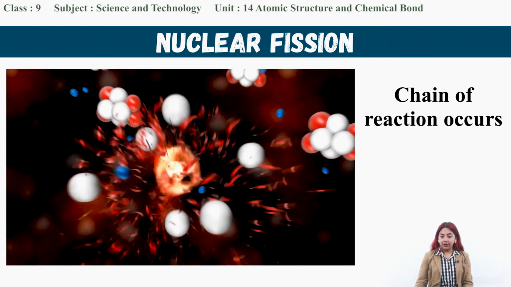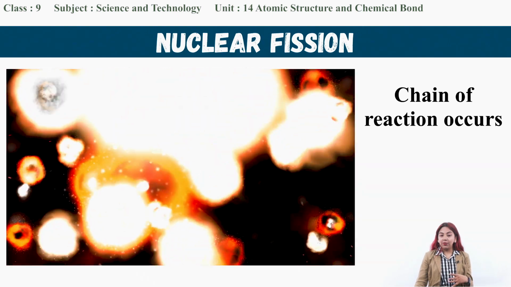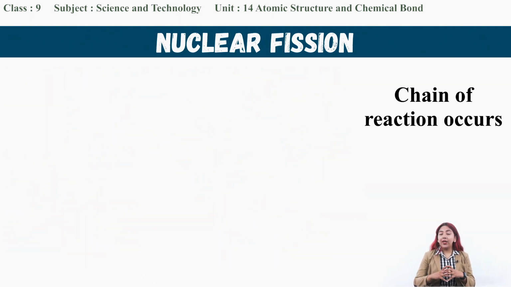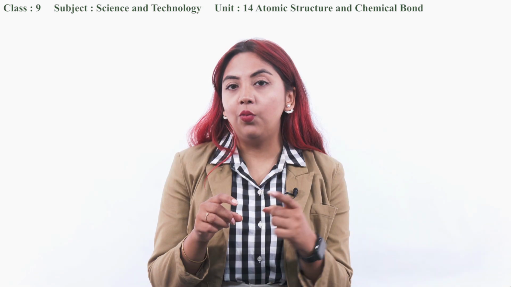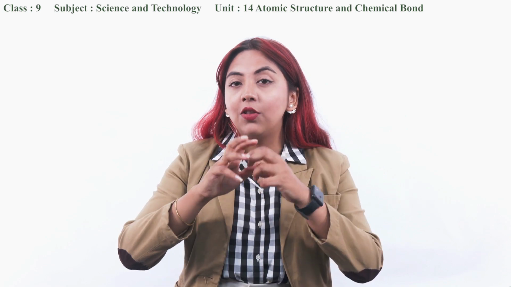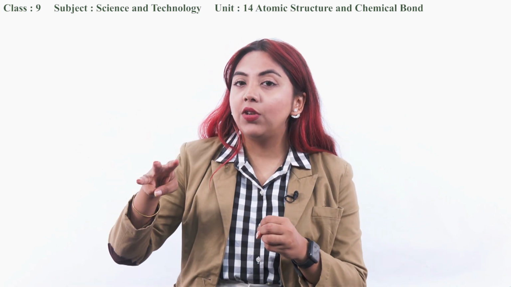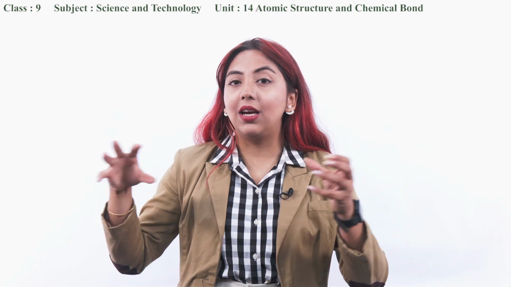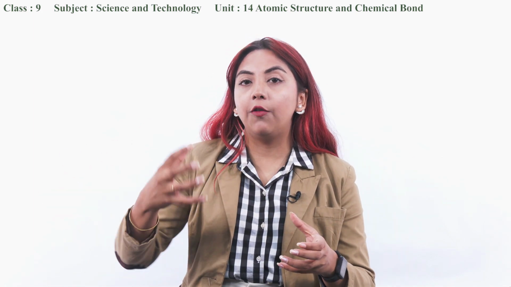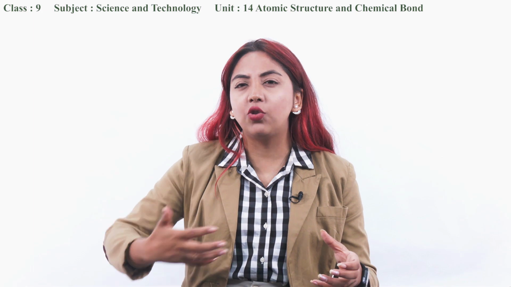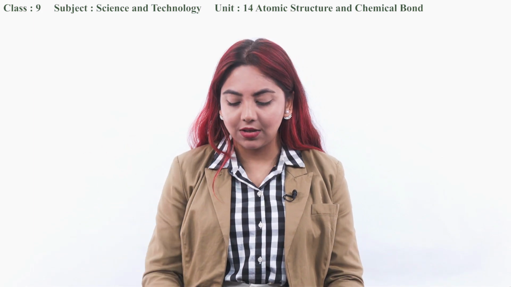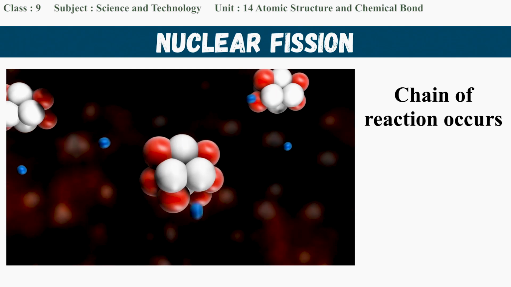A heavy nucleus, when it is bombarded with a neutron, what happened? A very large amount of energy was released. This energy is released by the destruction of mass. Mass is converted into energy in this reaction. Since one neutron, when it bombards the heavy nucleus, releases 3 neutrons, those 3 neutrons again go and attack other nuclei. In this way, a chain of reaction occurs, and in each reaction, a tremendous amount of energy is released.